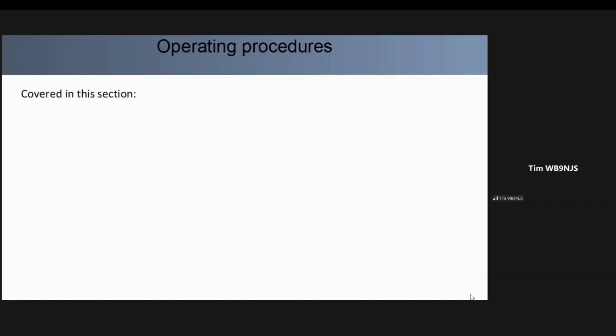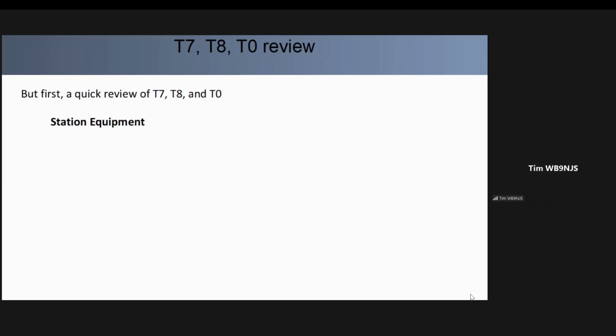Covered in my section, the T2, which is operating procedures: use of FM and repeaters, how to make a contact, some of the basic protocols, and also emergency operations out of the ordinary in amateur radio. But before we dive in there, we're going to backtrack a little bit, do a quick review of previous sections, T7, T8, T0. That covers station equipment, signals and modulations, and safety.